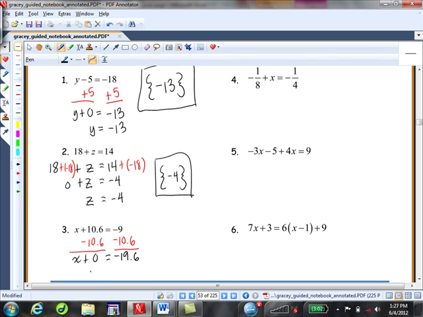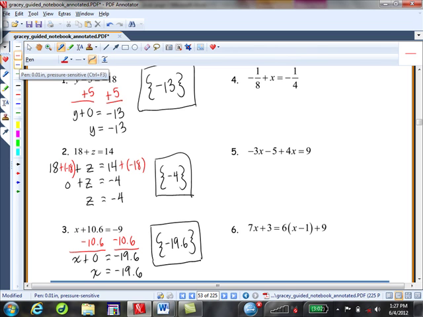So x plus 0 is just x, which is negative 19.6. So our final result is negative 19.6. How'd you do? All right. So here we go. Next up, number 4.